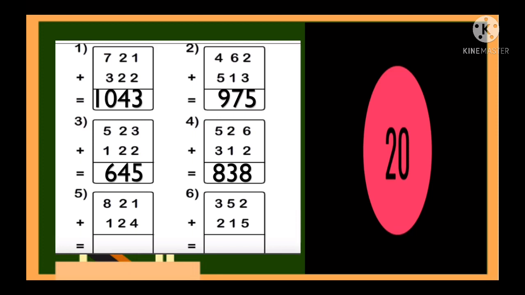Number 5. 821 plus 124. Our answer is, very good, 945. Number 6. 352 plus 215. Great job. We have the answer, 567. Clap, clap, guys. Very good.